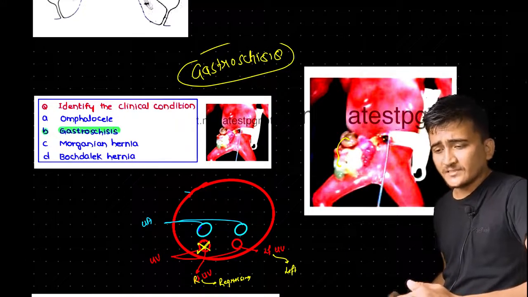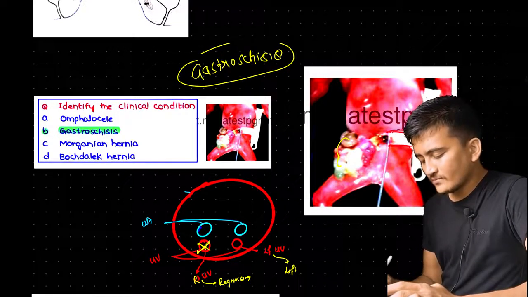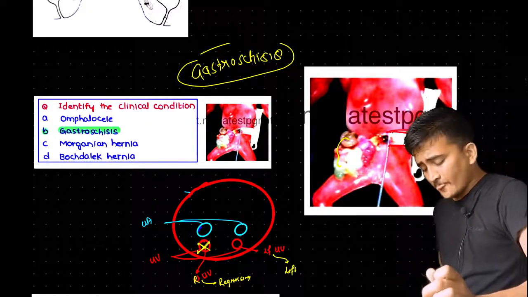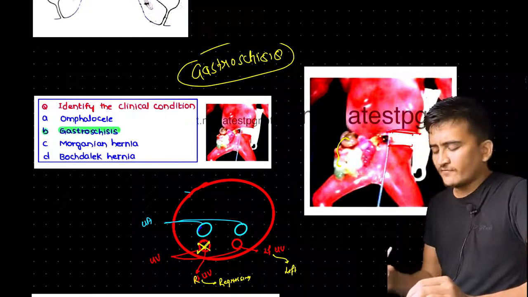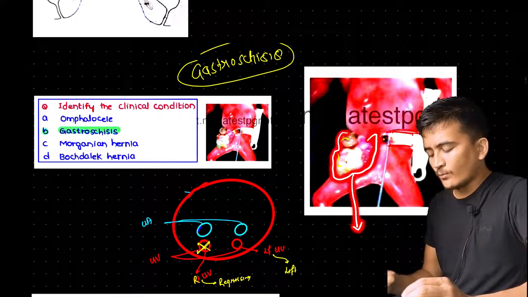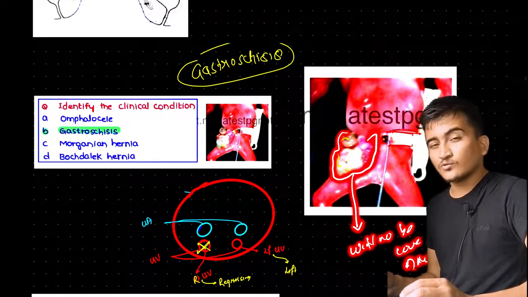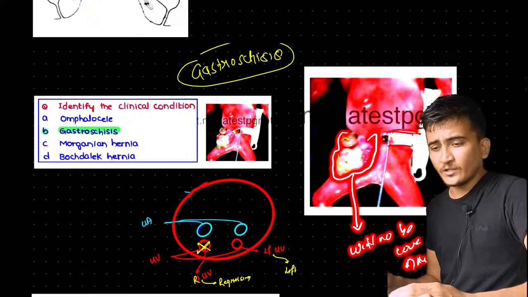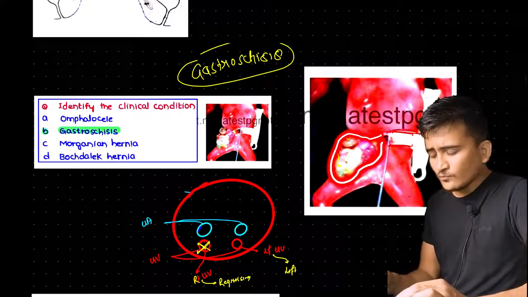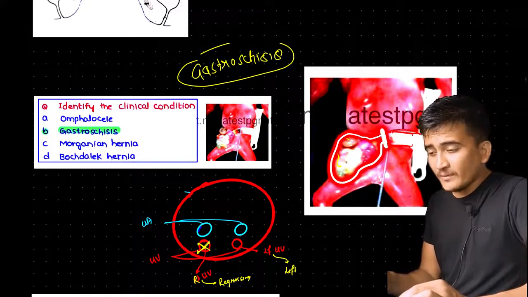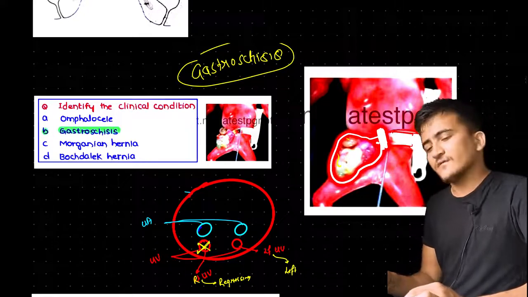Now, in the case of gastroschisis, as you can see, this is our umbilicus, right? Since the intestine is coming out from the right umbilical vein region, the umbilicus will not be affected, and this intestine will not be covered by amnion, which is the outer covering of our umbilical cord. So here we can say gastroschisis is intestinal herniation from the weak spot where the umbilical vein regresses, usually the right umbilical vein.